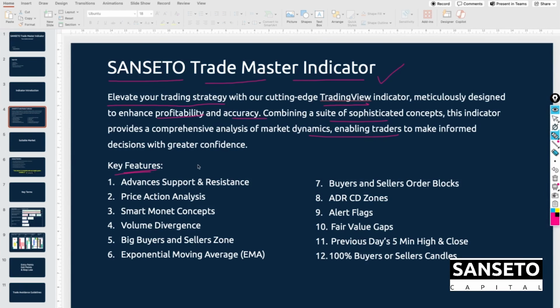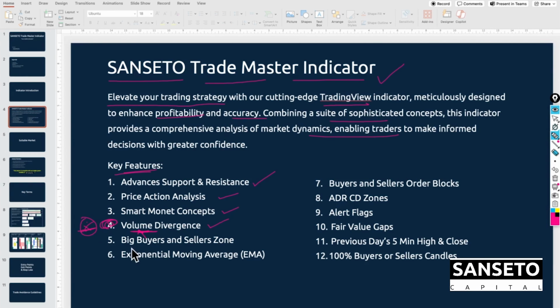So what are the key features and sophisticated concepts bundled together that you're getting as one indicator? You will get advanced support and resistance, price action analysis, smart money concept, and volume divergence. The volume is a key in any market. Some people think that when the market is moving up, the price is moving. No, the big players can manipulate the price, but not the volume. So volume divergence is a very important area, and you have to always check on this point.